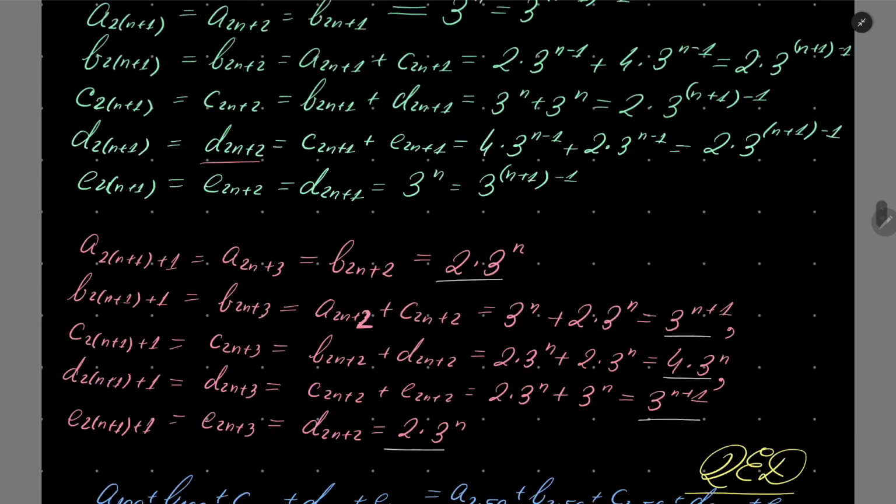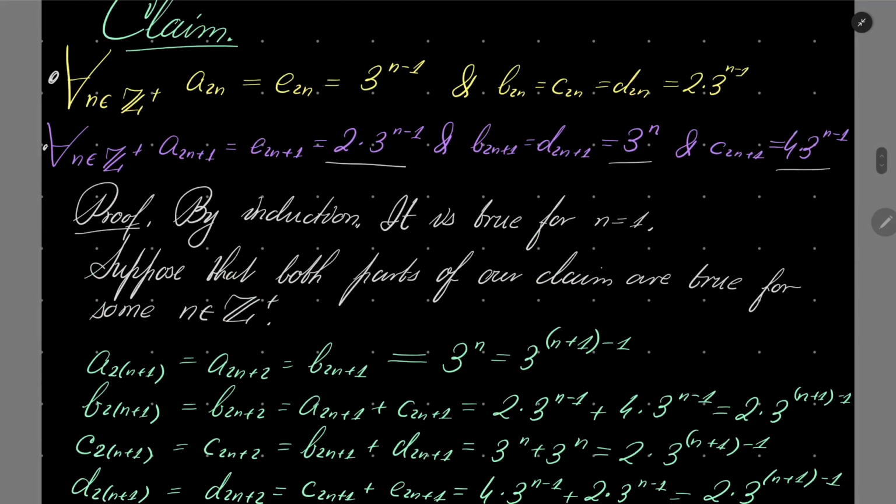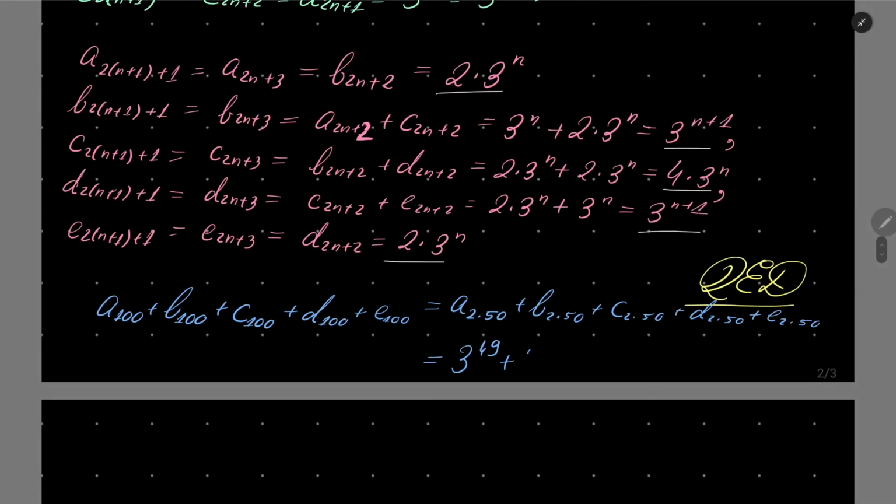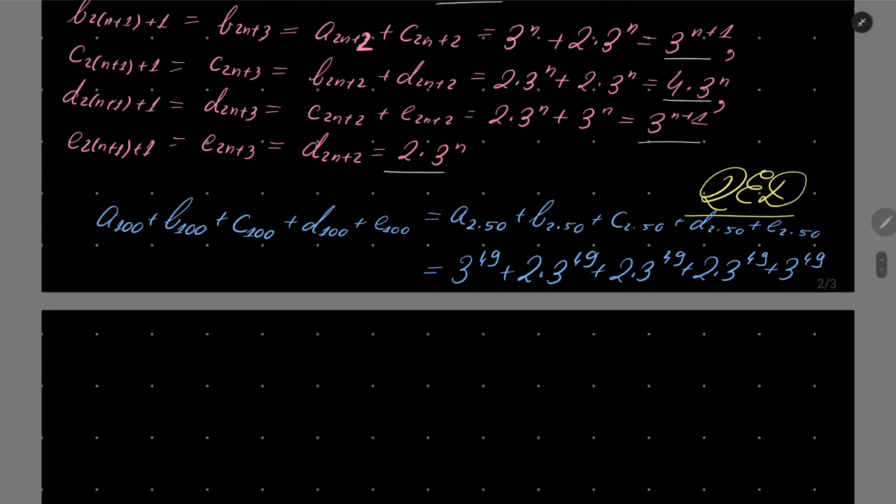Then we have B100, C100, and D100 is 2 times 3 to the power 49. And finally, we have 3 to the power 49. So all in all, A100 plus B100 plus C100 plus D100 plus E100, our result is 8 times 3 to the power 49.